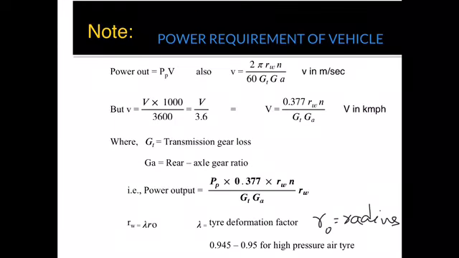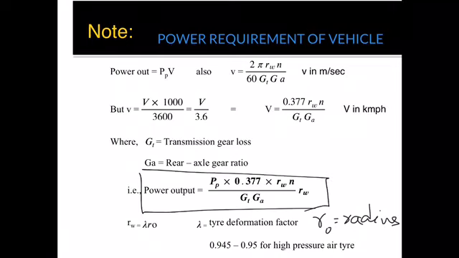As I already mentioned, all these resistances to motion are considered to determine the engine power required to maintain the desired speed. That engine power required can be calculated using the formula for power output: PP into 0.377 into RW N divided by GT GA into RW. Here PP is nothing but the total resistance, the sum of air resistance plus grade resistance plus rolling resistance plus resistance due to inertia forces, considering the transmission losses.